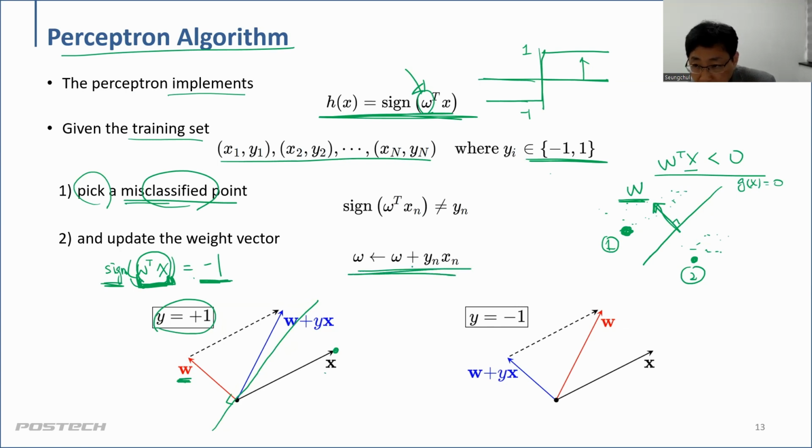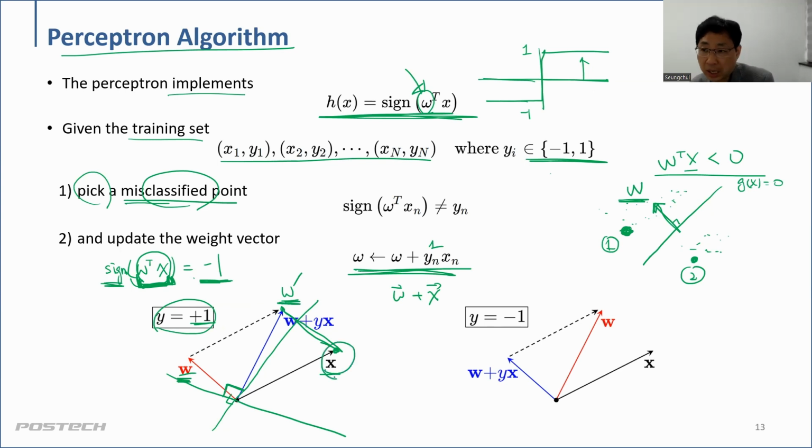Now we want to update omega using this equation. The true label here is 1. So omega plus x. That means now we have two vectors, the current omega and x. If we do vector addition, this will be the new omega. And if this is omega prime, then you can tell the updated classification boundary is like that. And this is the new omega.